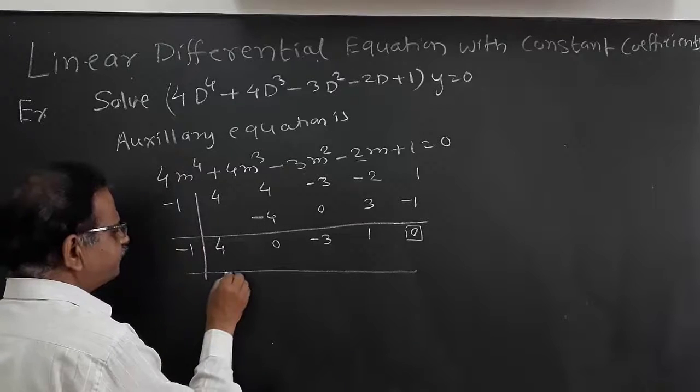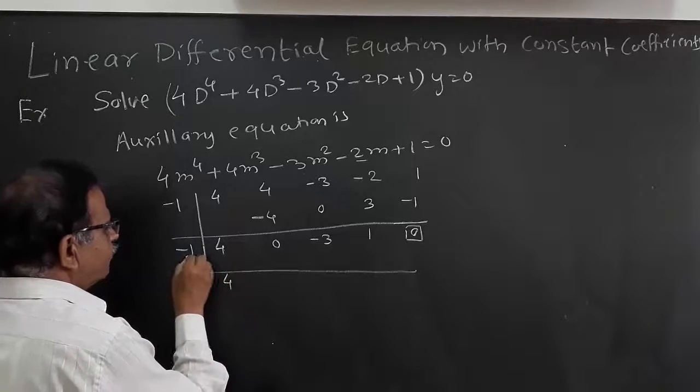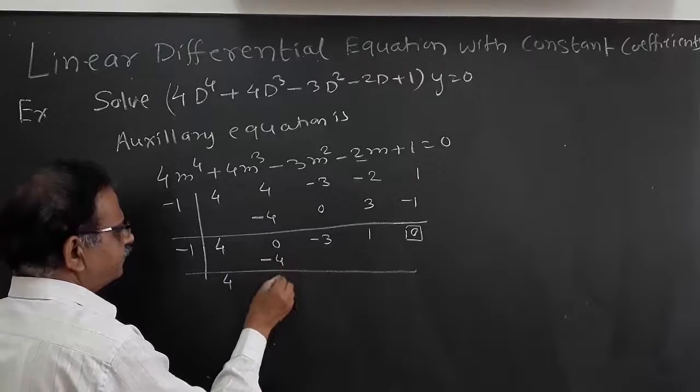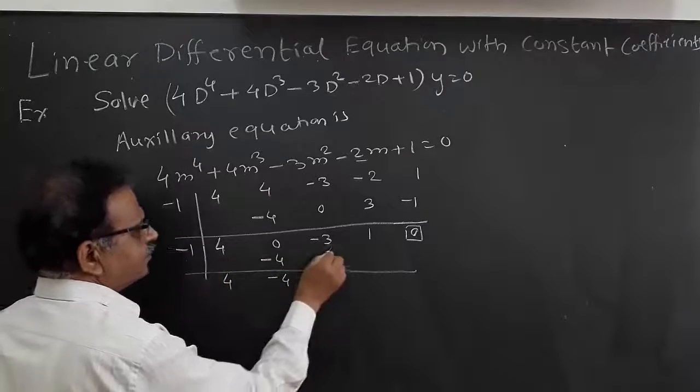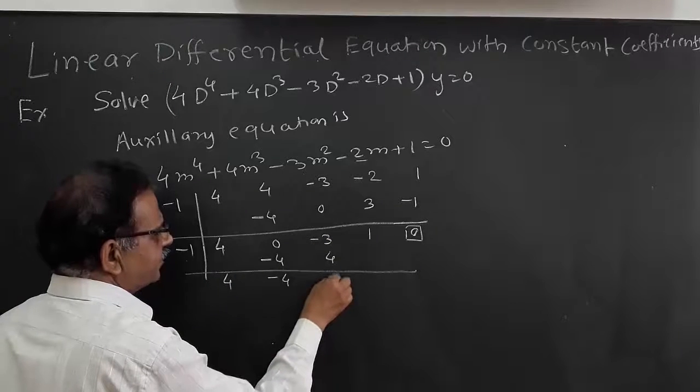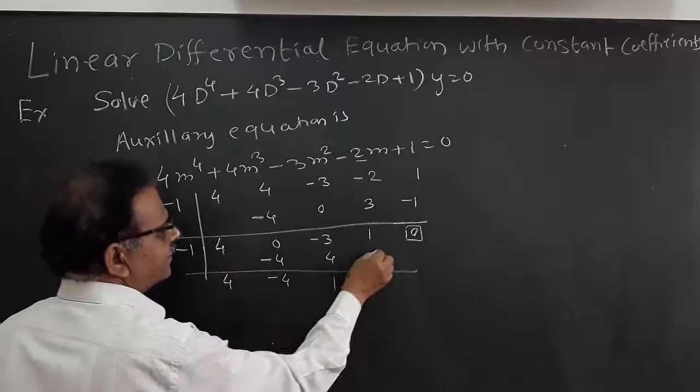Again we shall try to divide by m plus 1, m equal to minus 1. 4. 4 into minus 1 is minus 4. Therefore minus 4. Minus 4 into minus 1 is 4. Minus 3 plus 4 is 1. 1 into minus 1 is minus 1. That is 0.